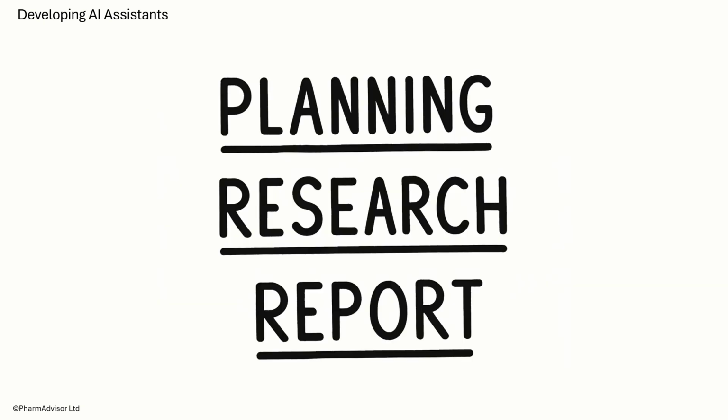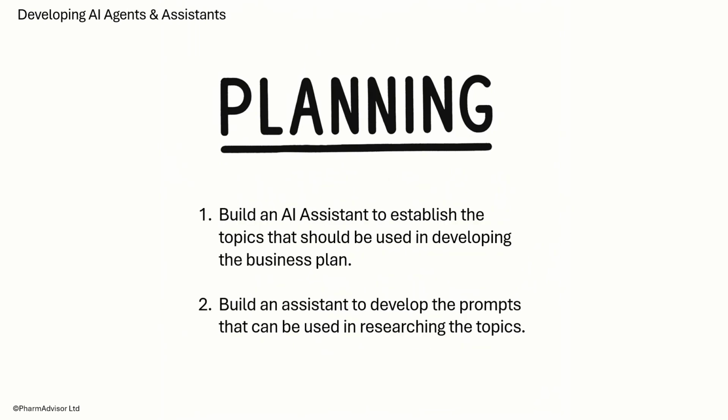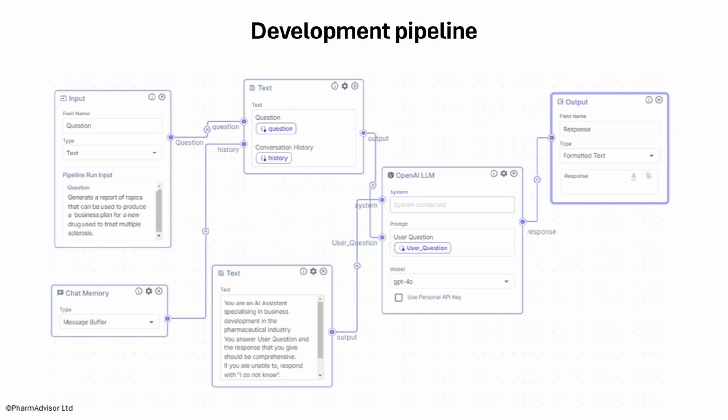We're going to split the project into 3 phases: planning, research, and report. And in this first phase, planning, I want to build an AI assistant to establish what topics should be used in the plan, and then a further assistant to give me the prompts that I can use for the research phase. In this demonstration, I'm going to use a development platform that allows us to build a pipeline, which is the underlying logic of how our assistant should function.